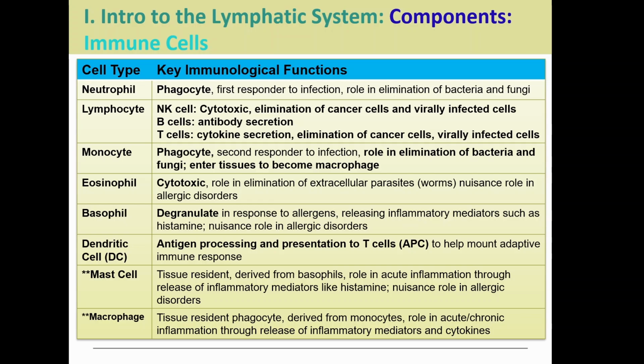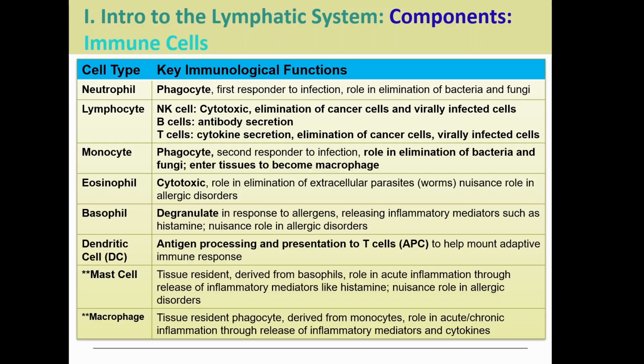And these guys are innate, meaning they're basically going to go after any pathogen they can possibly come across. They're going to try. The lymphocytes are more specialized. So we have a couple different types. We have the natural killer cells, we have the B cells, and we have the T cells.